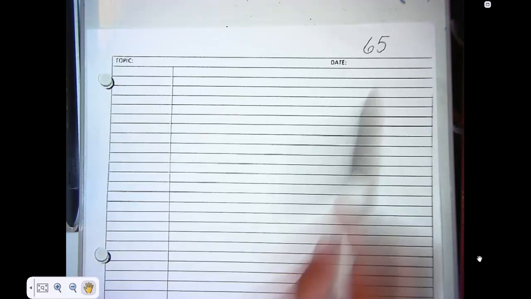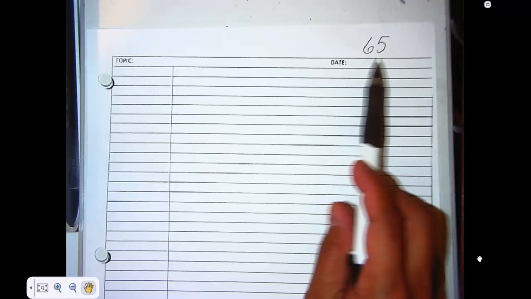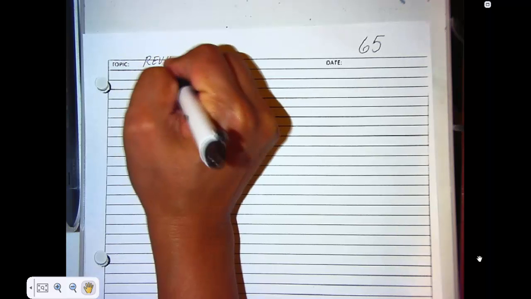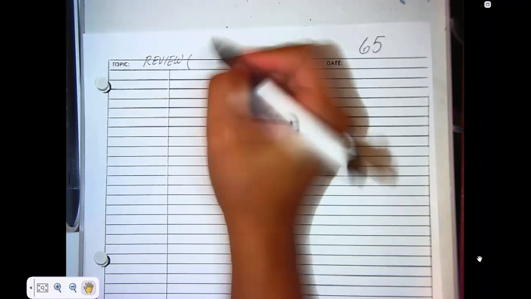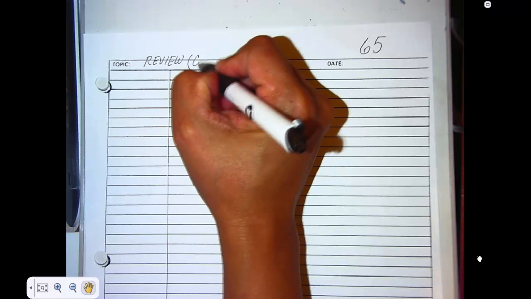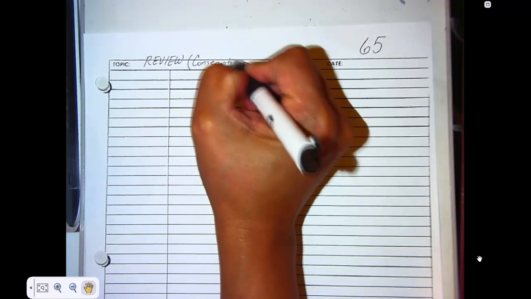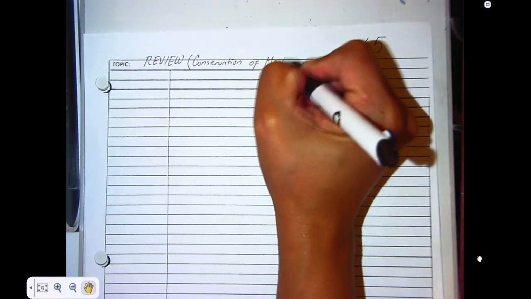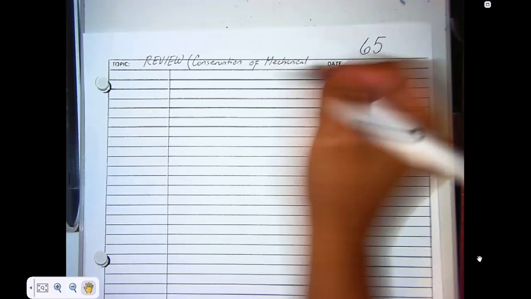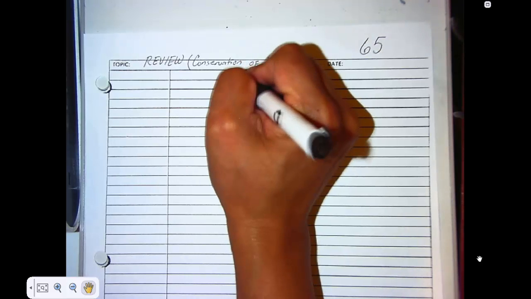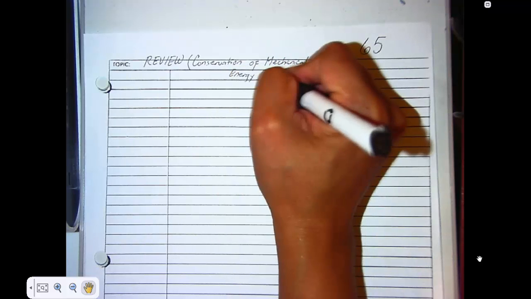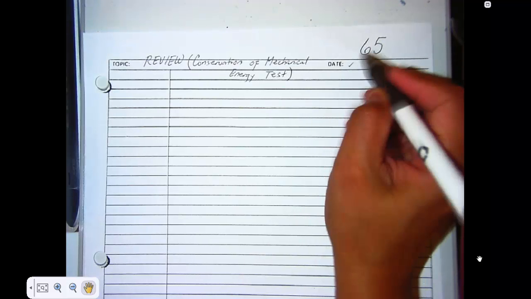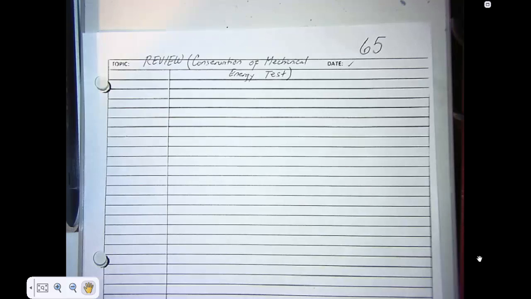Okay, so on your Cornell's note, number that page 65, and for the topic, go ahead and just write review for conservation of mechanical energy test. Okay, today's date should be the 27th.